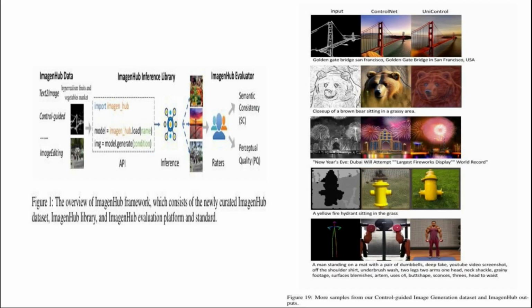To solve this, ImagenHub introduced a standardized framework for benchmarking conditional image generation models. It defines 7 major tasks, curates high quality datasets for evaluation, and establishes a unified inference pipeline to ensure fair comparison across models. Additionally, ImagenHub incorporates human evaluation scores like semantic consistency and perceptual quality with trained experts following strict evaluation guidelines.